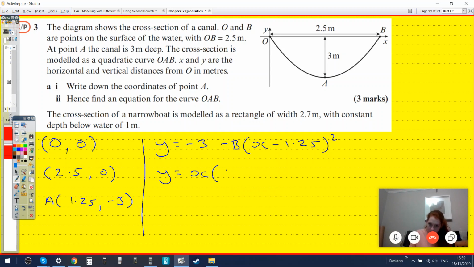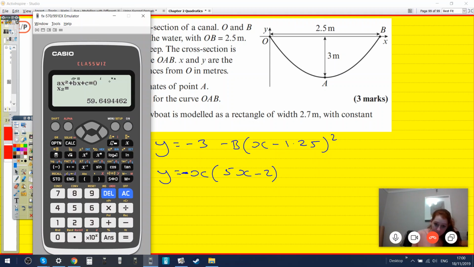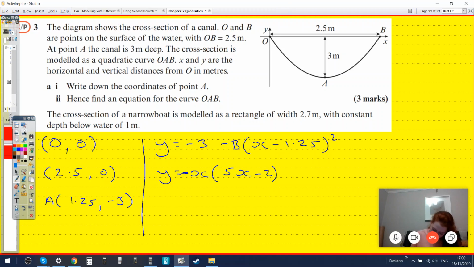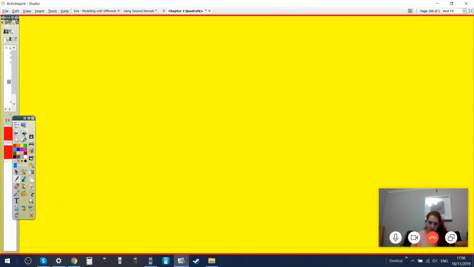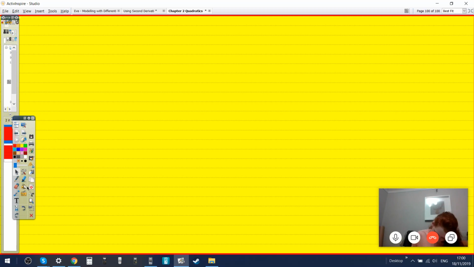So I think that would be 5x minus 2. I think it's just this second one, and we could just expand it and see if that works. Oh no, hang on, it's a negative one, so it should be negative x on the outside. I think that's it. And if you wanted to, you could use simultaneous equations to find it. I think that'll work. So that's probably kind of a special one. I just thought we'd take a look at that.